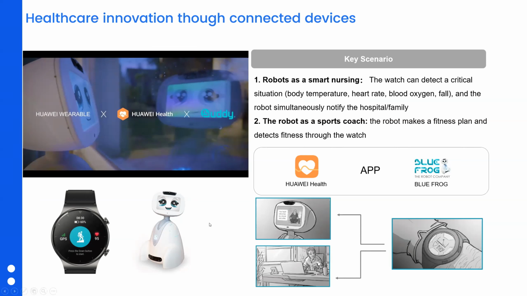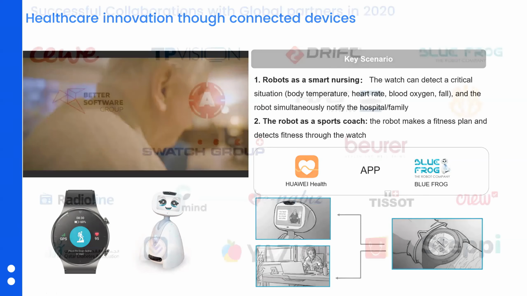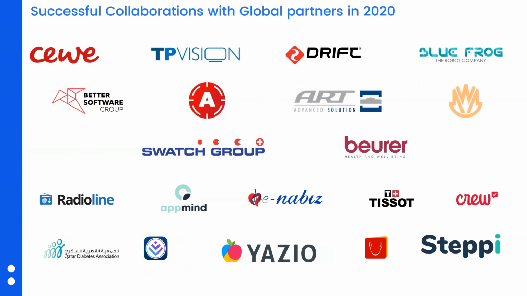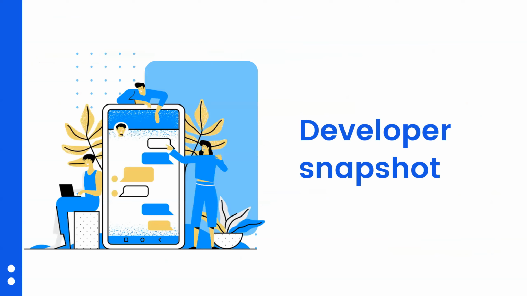Along with this, Huawei has partnered with multiple global partners around the world who are developing innovative products around Harmony, and they have tried to build innovative applications. So we all encourage you also to build certain innovative applications. Now let us go to the interesting part. How do we develop these things? Let us see a developer snapshot.